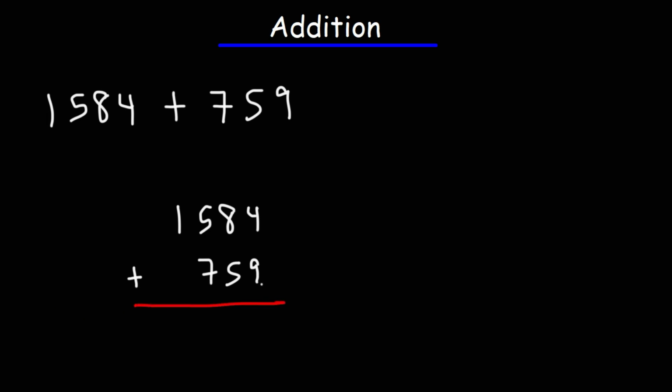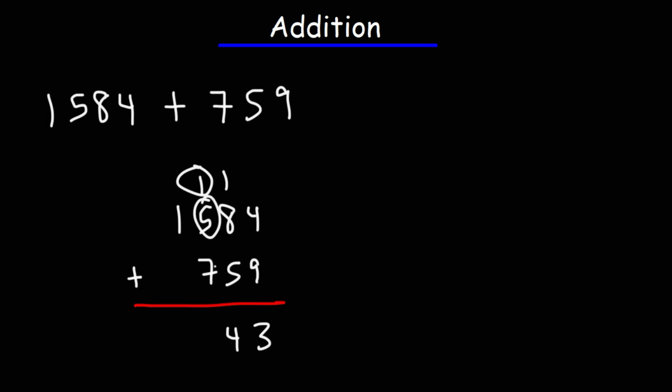So let's begin with the first column of numbers. 4 plus 9 is 13. We're going to write the 3, carry over the 1. 1 plus 8, that's 9. 9 plus 5 is 14. So we're going to write the 4, carry the 1.